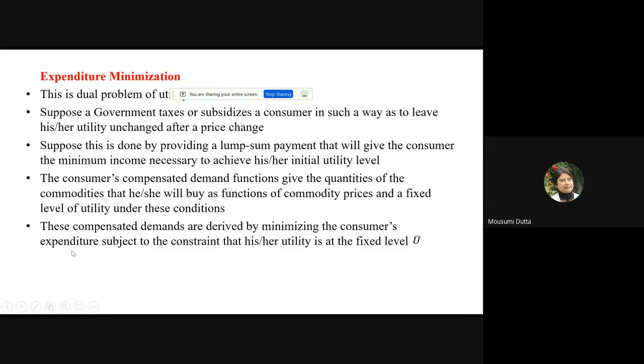So let's look at the problem. Ma'am, can you please repeat what you just said? My connection got cut a bit. I said that last day the demand we derived is called the ordinary or Marshallian demand. Today, the way we are deriving the demand, with the help of some compensation we are trying to reach a fixed level of utility. This kind of demand is called the compensated demand or Hicks compensated demand, whereas the demand we derived last day is called the Marshallian demand.